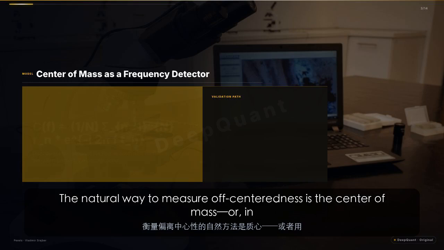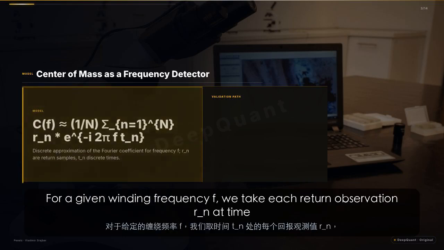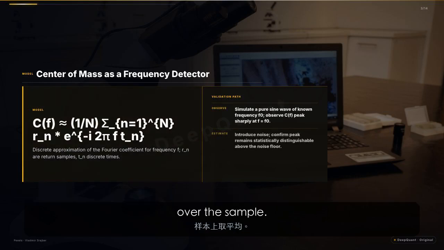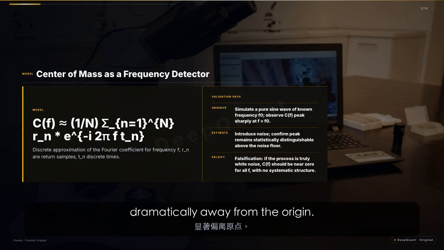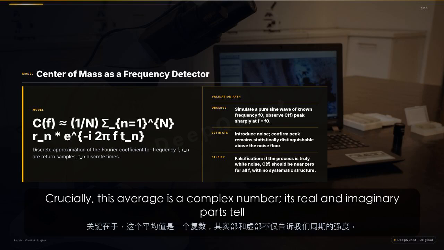The natural way to measure off-centeredness is the center of mass, or, in mathematical terms, the average of all those rotating vectors. For a given winding frequency f, we take each return observation r_n at time t_n, multiply it by a complex rotation factor e^(2πi f t_n), and average over the sample. When f matches a genuine periodicity in the data, that average swings dramatically away from the origin. Its distance from zero is a direct proxy for the strength of that frequency.